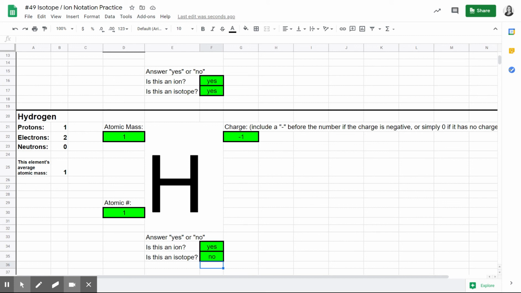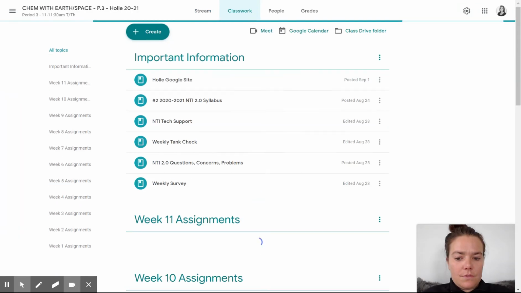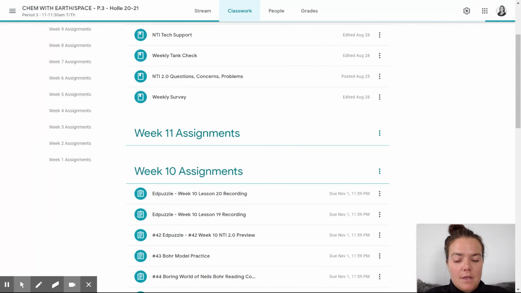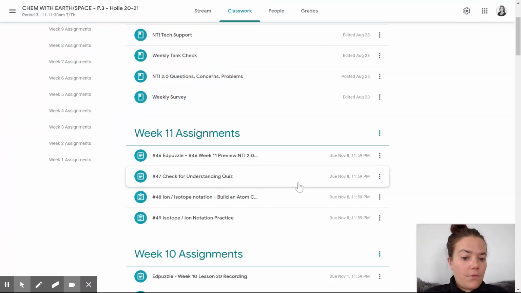If you go onto Google Classroom and scroll to your week 11 assignments, you will see the 4 assignments for this week. They should all be done by Sunday, ideally.